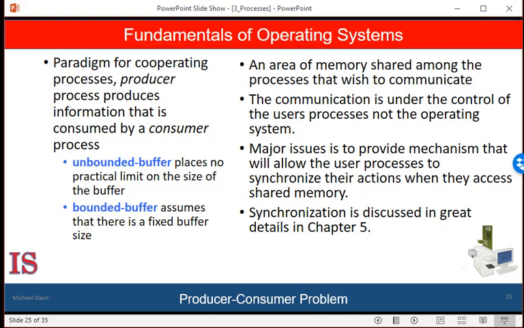Inter-process communication using shared memory requires communicating jobs to establish a region of shared memory. Typically, a shared memory region resides in the address space of the process creating the shared memory segment. Other processes that wish to communicate using this shared memory must attach it to their memory space.